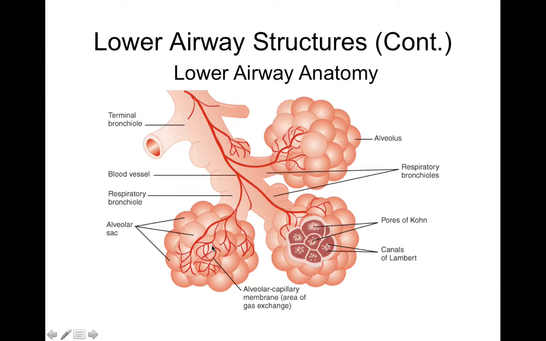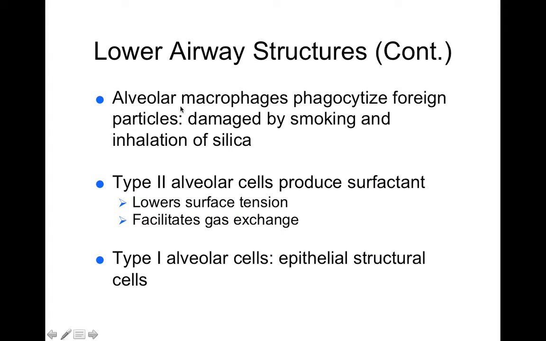What happens then is that those capillaries eventually reconverge into veins, and those veins converge into pulmonary veins, which carry that oxygenated blood back towards the left side of the heart, where it can then be distributed through your body. Inside each alveolus, we have three main cell types: macrophages, type 2 cells, and type 1 cells.